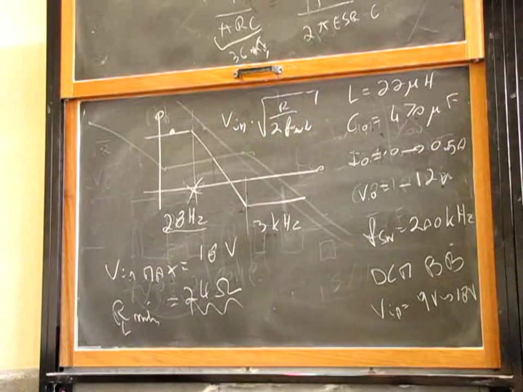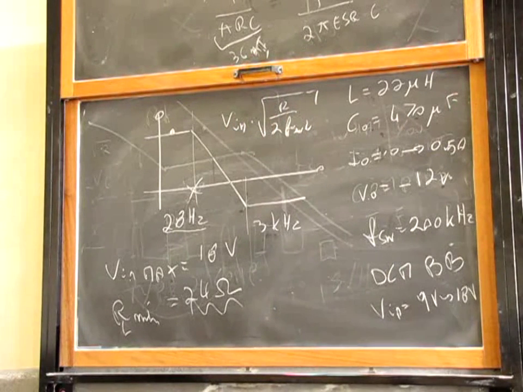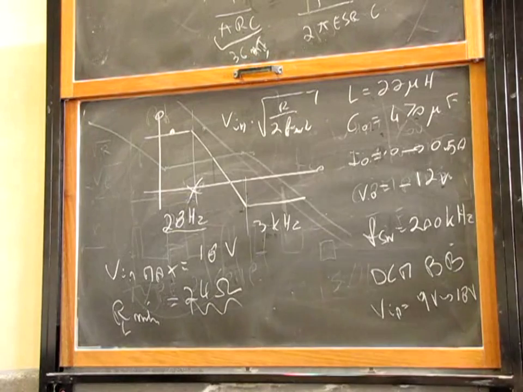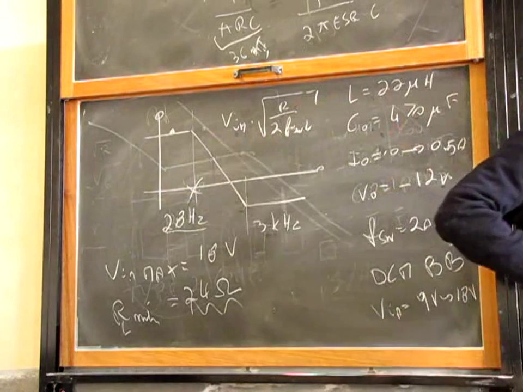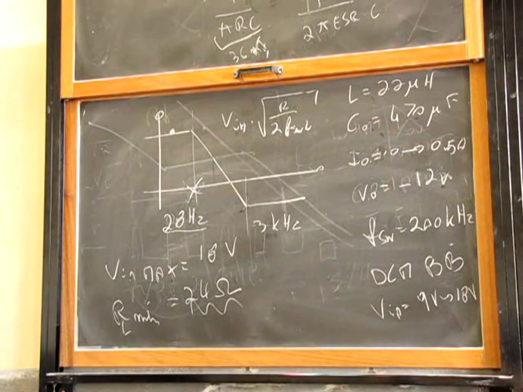Punch your calculator softly. Don't hit it. Here you have to use the minimum load resistance and here the maximum input voltage. Still doing your calculations, just to find the 30 watts or so.